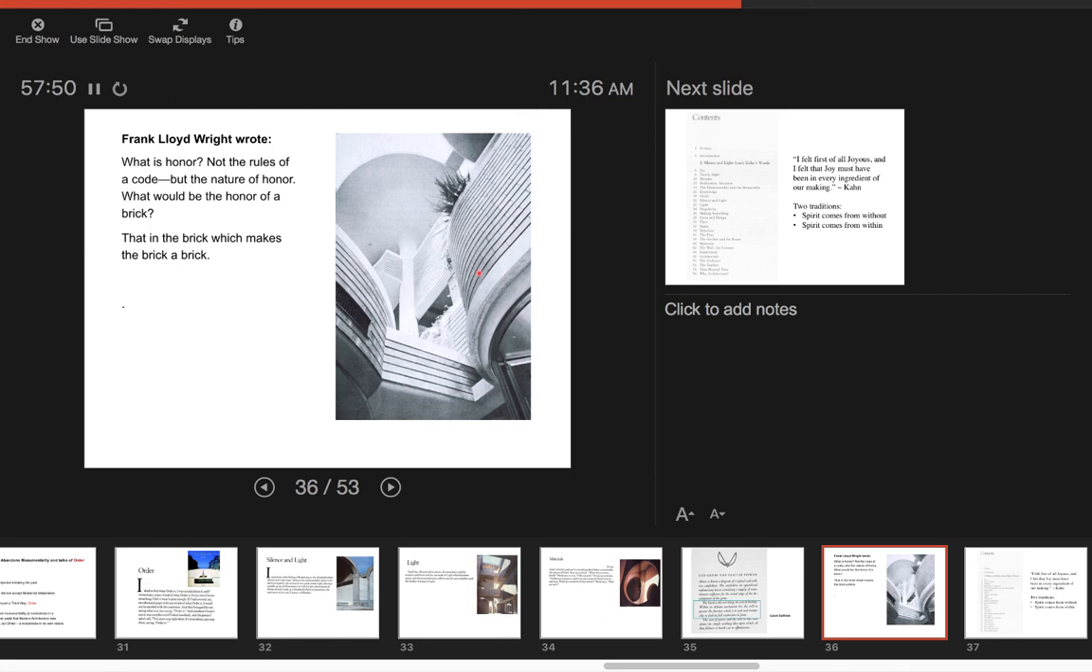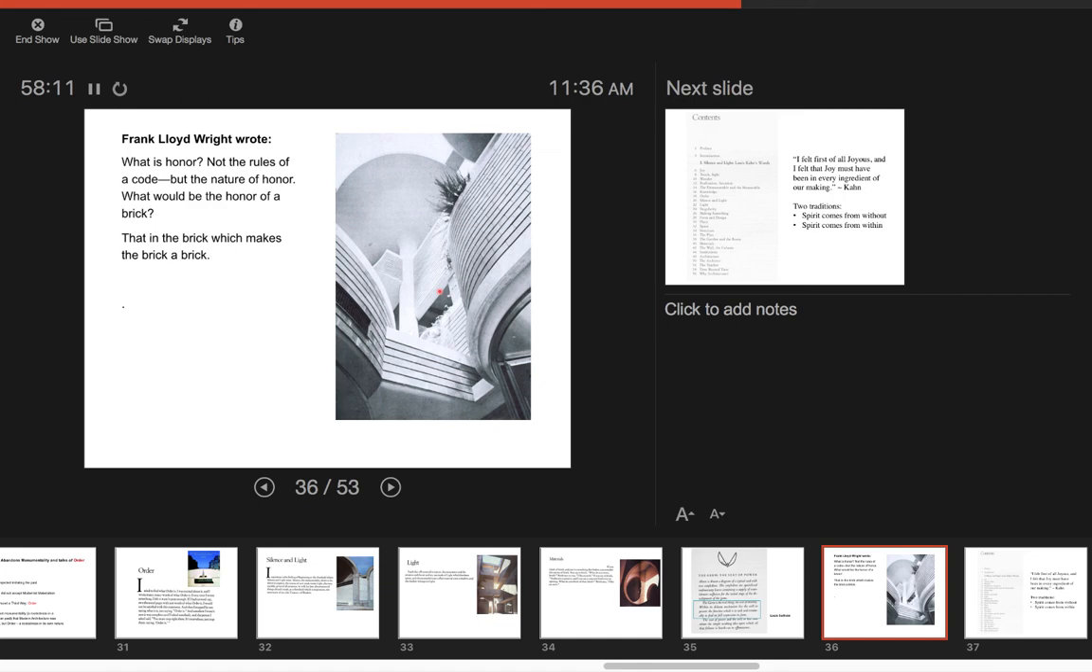Kahn would never do that. Usually would never do that. There is an example where he does. So, Wright is saying the same thing. So if you get a chance sometime, you can read this book.